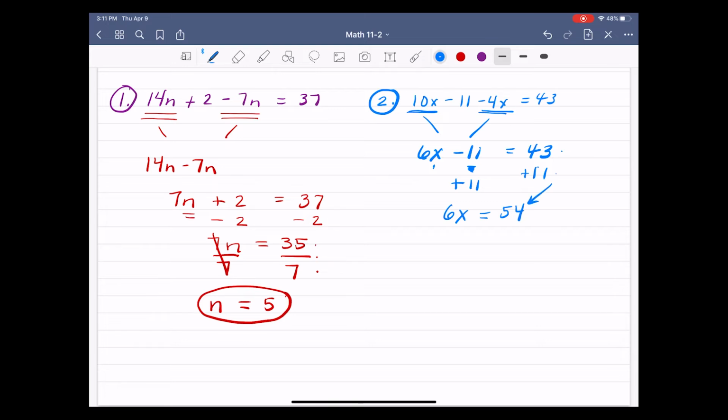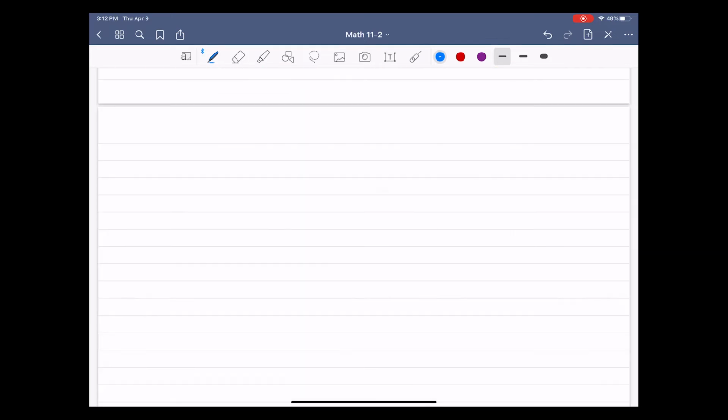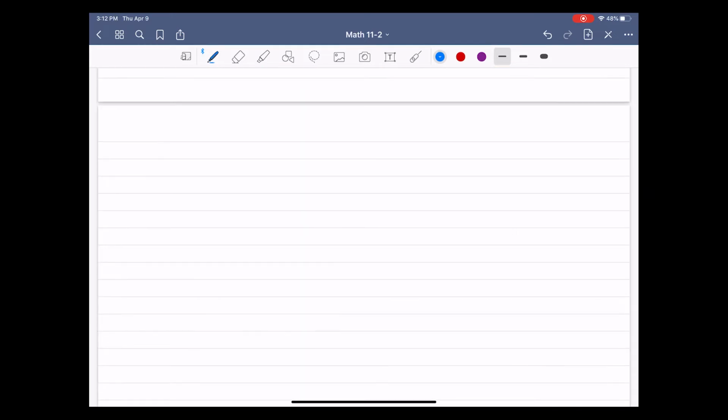Now I see that I have 6x equals 54. X is being multiplied by 6, so the inverse operation of multiplication by 6 is divide by 6. So I'm going to divide the left by 6. I'm going to divide the right by 6. 6 divided by 6 is 1. 1 times x is x. X equals 54 divided by 6, and your answer is 9. X equals 9. Now let's move on to number 3.